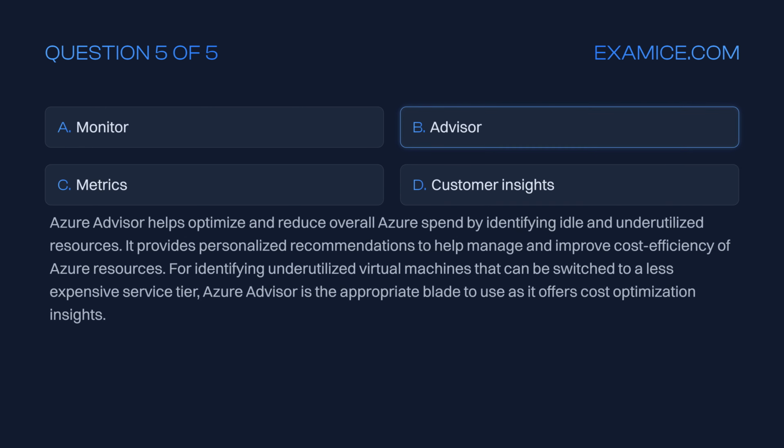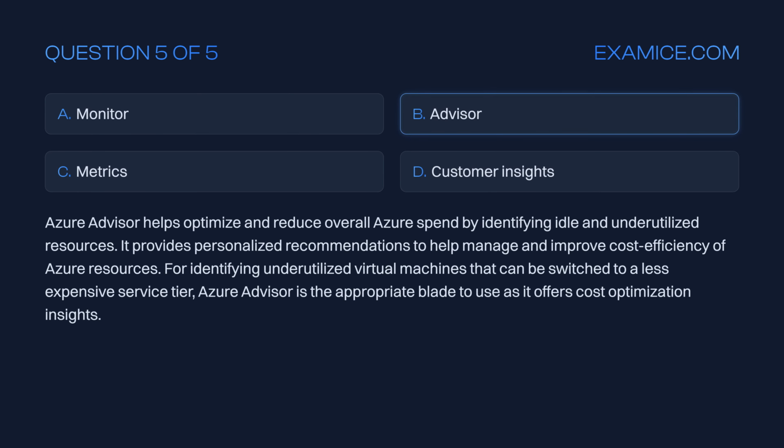The answer is option B. Azure Advisor helps optimize and reduce overall Azure spend by identifying idle and underutilized resources. It provides personalized recommendations to help manage and improve cost efficiency of Azure resources. For identifying underutilized virtual machines that can be switched to a less expensive service tier, Azure Advisor is the appropriate blade to use as it offers cost optimization insights.